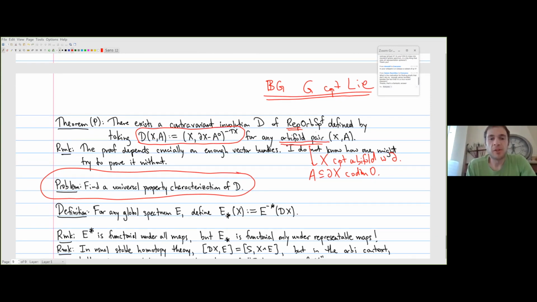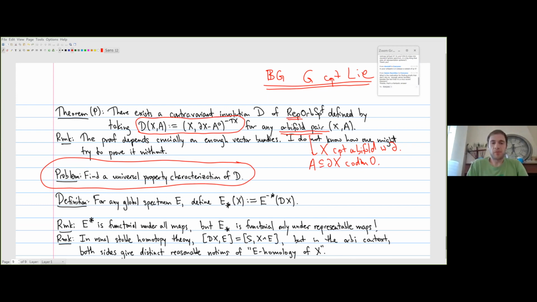Another way of saying almost the same thing is that in usual stable homotopy theory, we have this isomorphism: maps from the dual of X to E is the same as maps from the sphere spectrum to X smash E. The right-hand side is usually taken as the definition of the E-homology of X in stable homotopy theory. But at least for finite spectra, the left-hand side works just as well. You could take that as the definition.